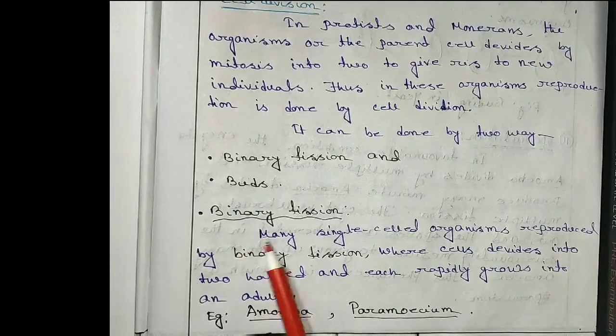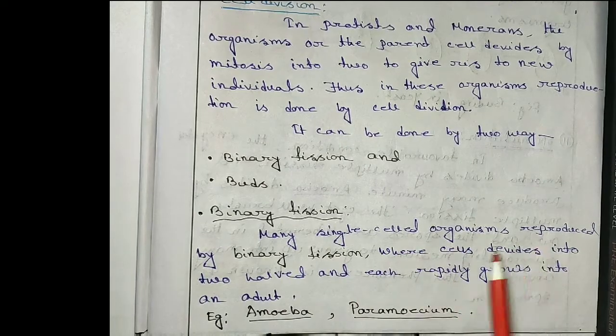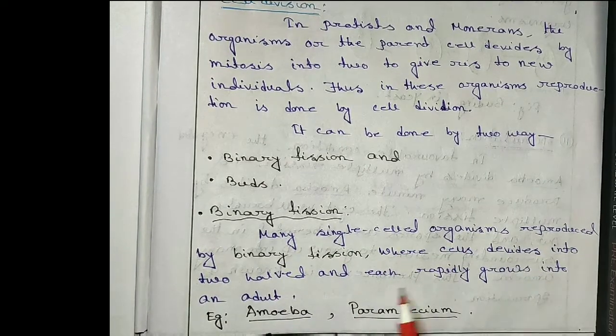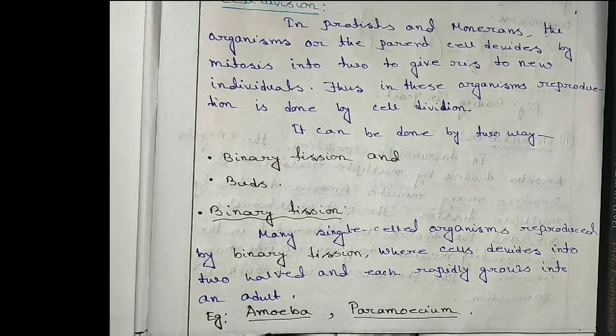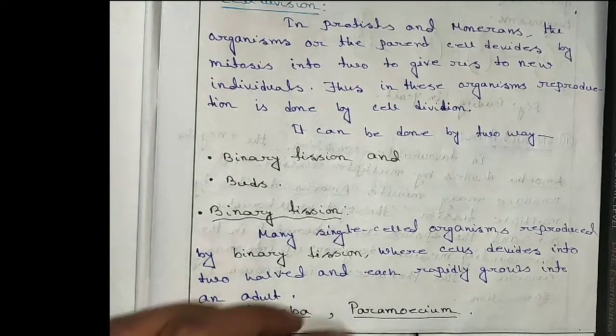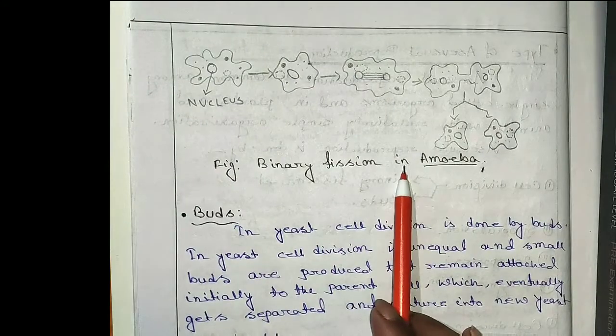What is binary fission? Many single-celled organisms reproduce by binary fission, where the cell divides into two halves and each rapidly grows into an adult. In binary fission, the body of the organism enlarges and divides into two halves. Examples are amoeba and paramecium. This is the structure of binary fission.